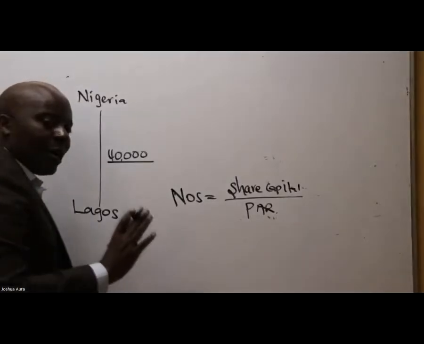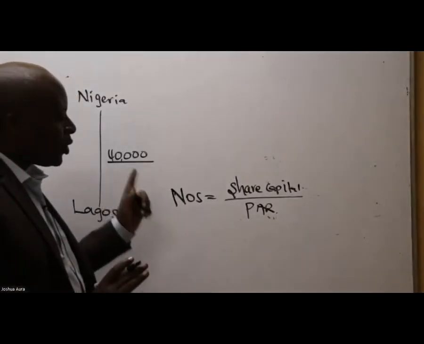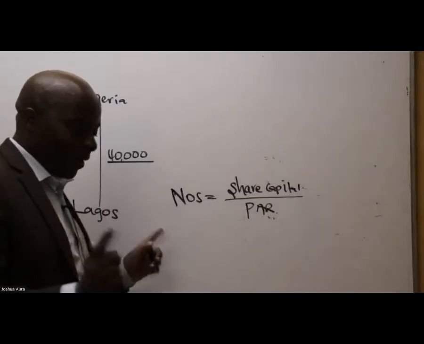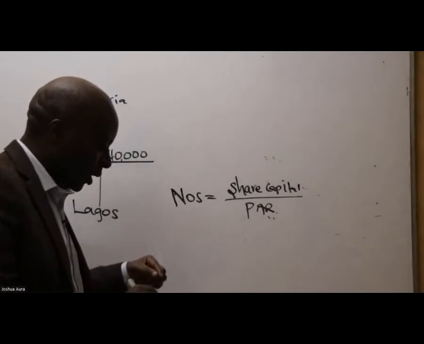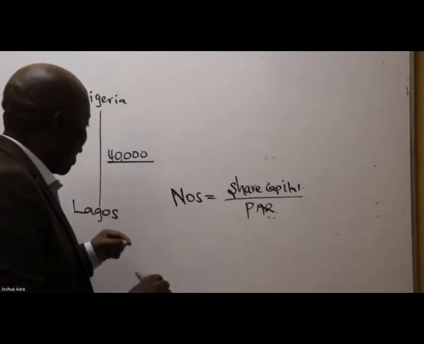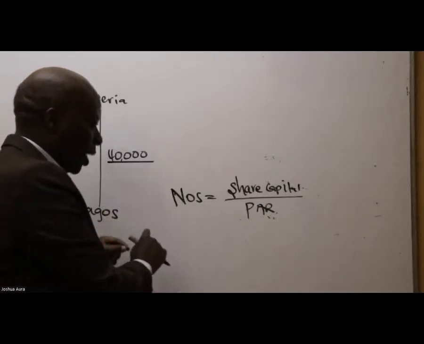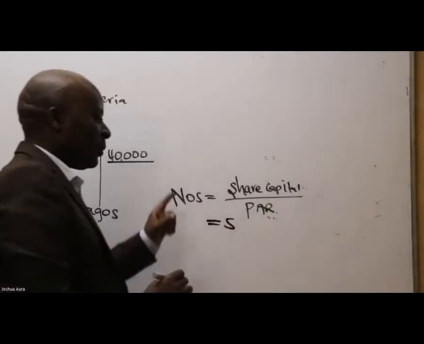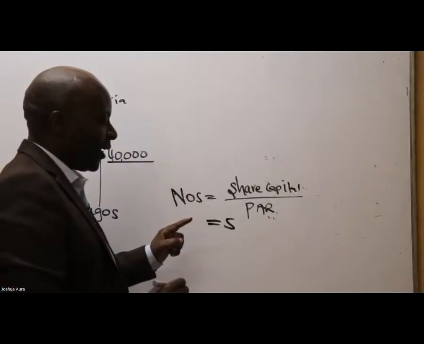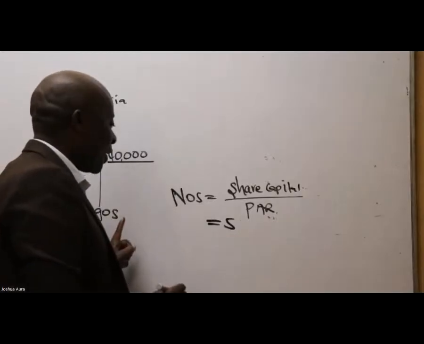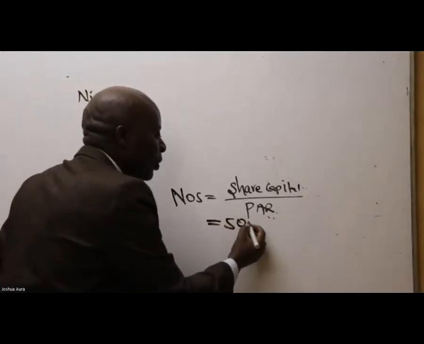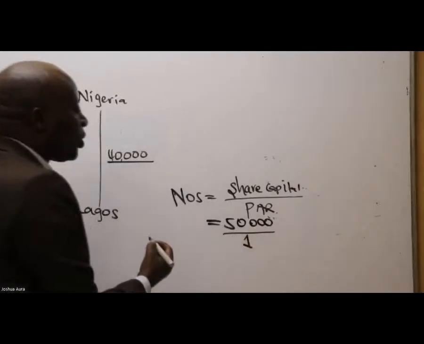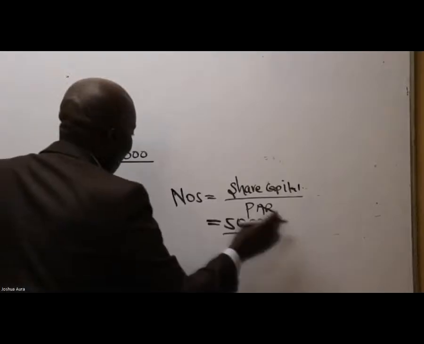Remember, I'm interested in getting the number of ordinary shares of the subsidiary, not the parent. We bought 40,000 shares. How many shares does it have in total? The share capital of this company called Lagos is 50,000, and the par value is 1. So in total, the number of ordinary shares is 50,000.